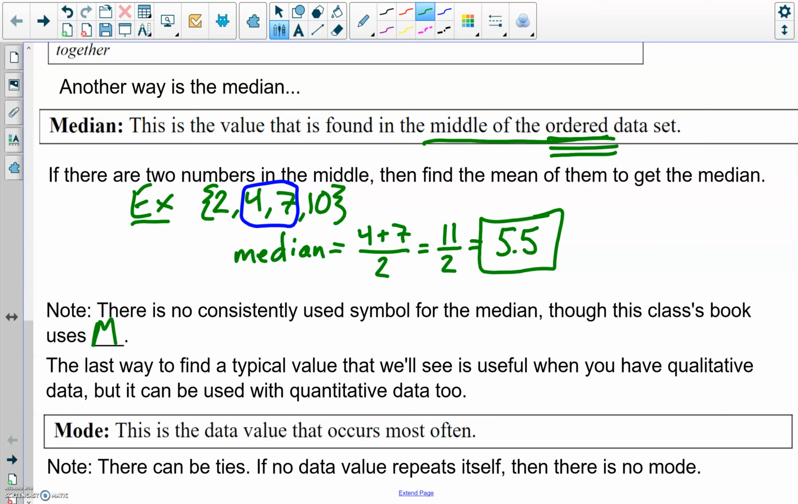However, if no data value repeats itself, then there is no mode. You just say no mode, move on. So if every data value is there just one time, like up here in this example data set, 2, 4, 7, and 10, there's no mode in that data set.